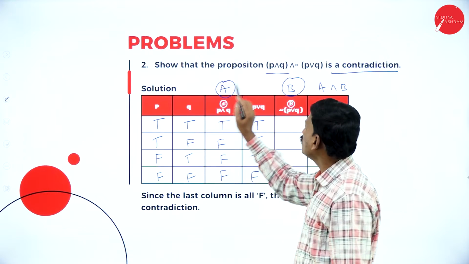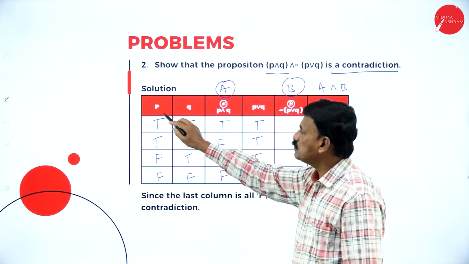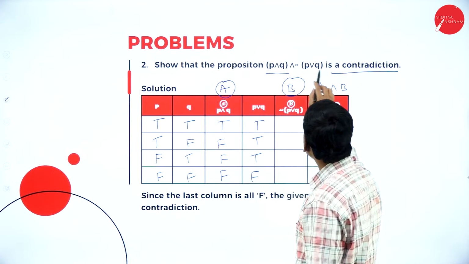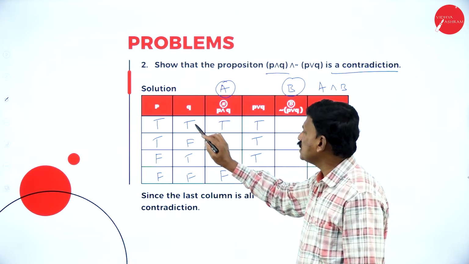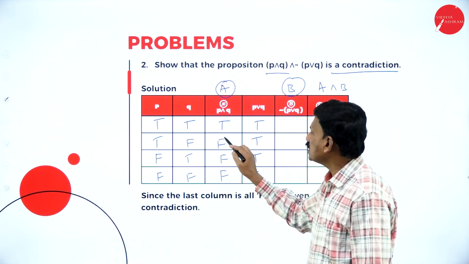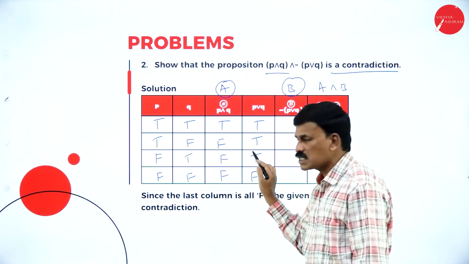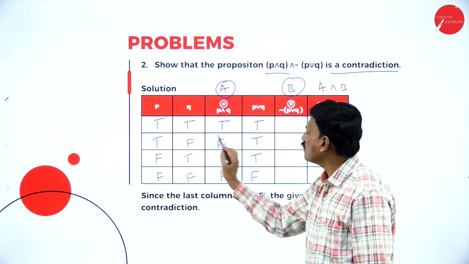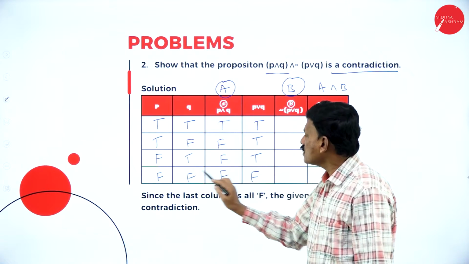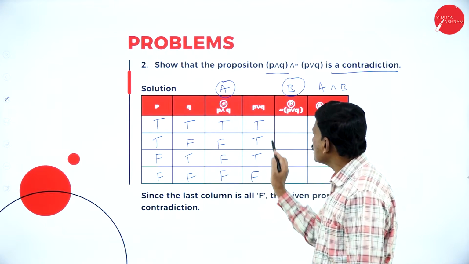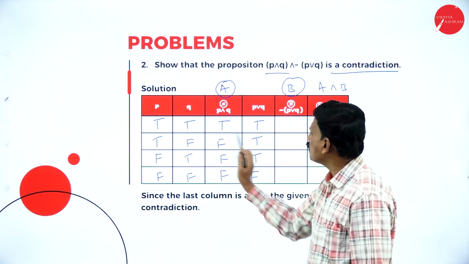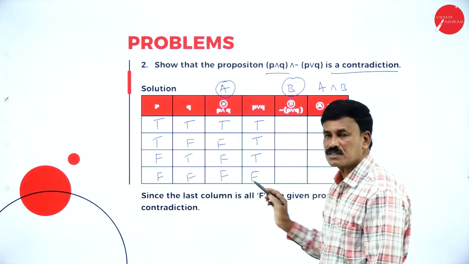See, first write down P conjunction Q. That is P, Q, then P conjunction Q, P disjunction Q. So, for P, T, T, F, F. For Q, T, F, T, F. Conjunction: true and true is true. Remaining cases are false. True and false is false. False and true is false. False and false is also false. Whereas in disjunction, false and false is false, remaining are true. True and true is true. True and false is true. False and true is also true. False and false is false.